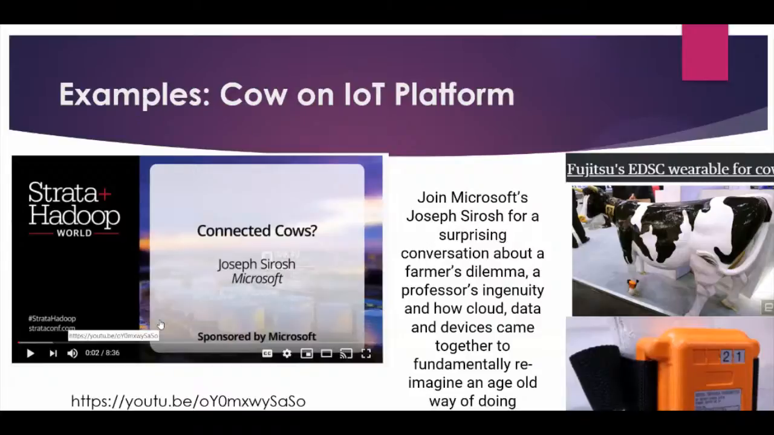They have also found that based on this wearable device, they can identify 8 to 10 types of diseases existing in a particular cow. So this is a very useful system, and they are getting much financial gain.